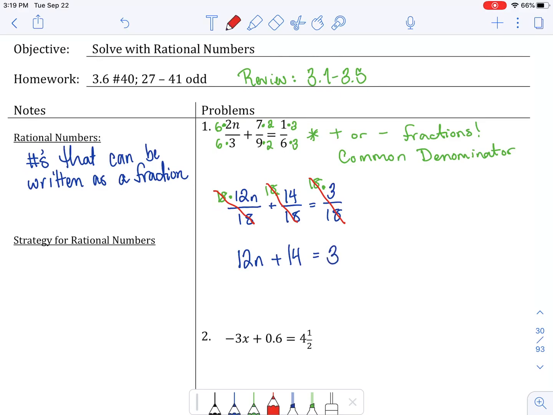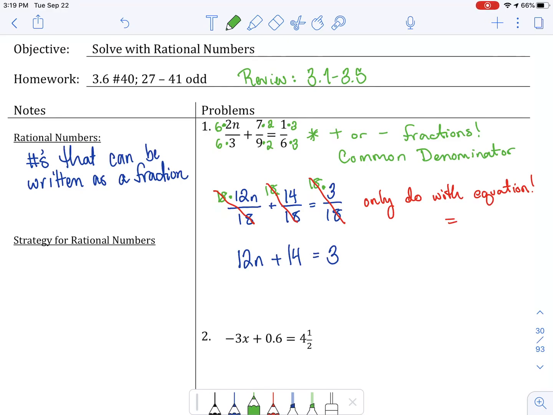Now, one really important thing to remember is you can only do this with equations. If it's a regular fraction, you can't do this. You have to have the opposite sides of the equation, so you have to have an equal sign in the middle. But once you do that, very nice, easy to solve problem.